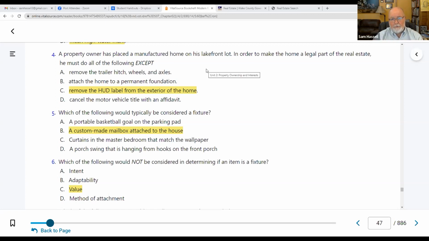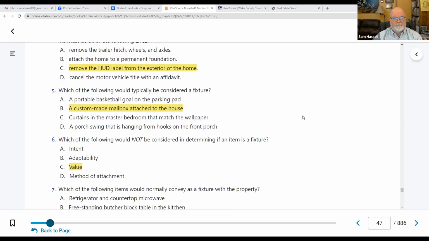What he may not do: there is a sticker on the exterior of that manufactured home that comes from the Department of Housing and Urban Development, HUD. That shows the house is built to specifications that say folks can live there. So you cannot remove that HUD label. All those other things you can. That's important to remember.